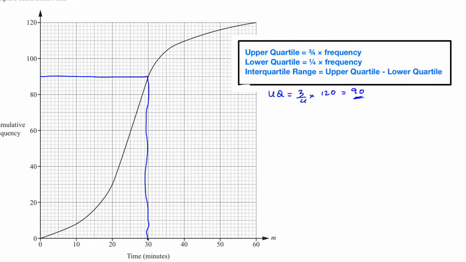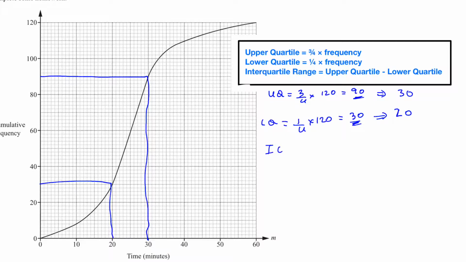30. So upper quartile is 30. For the lower quartile, we'll do 1 over 4 of 120. That will give us 30. Again, this will give us the position. So we go to 30 and then we go down. So the lower quartile is 20.